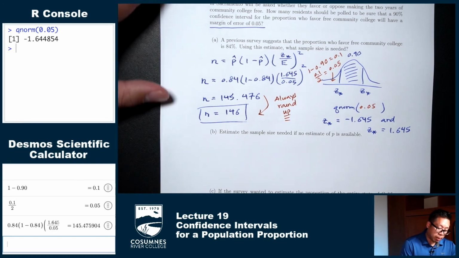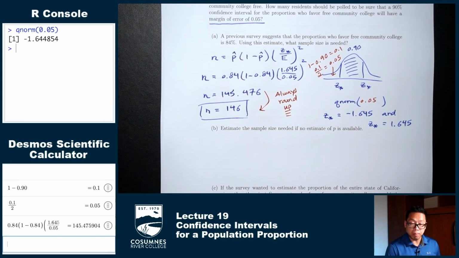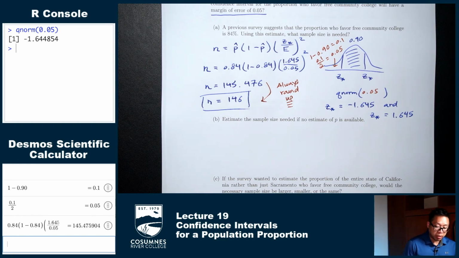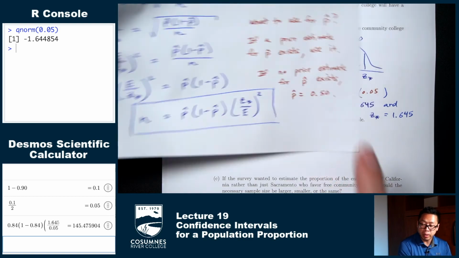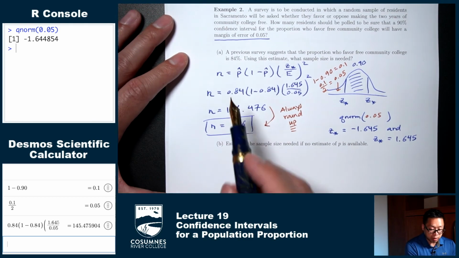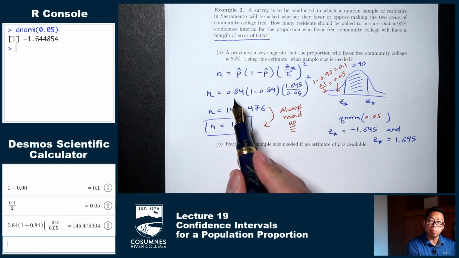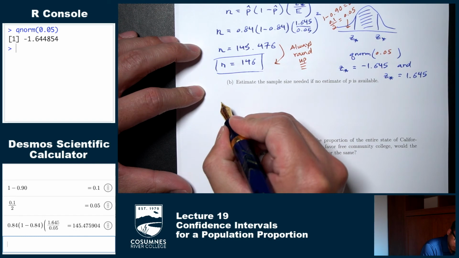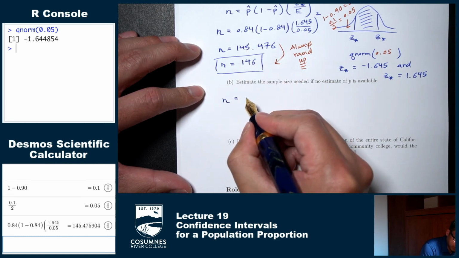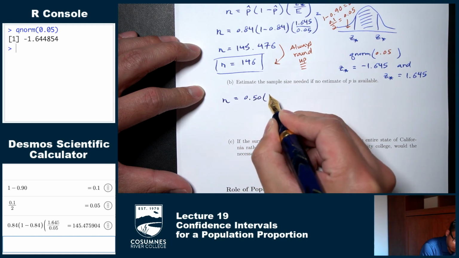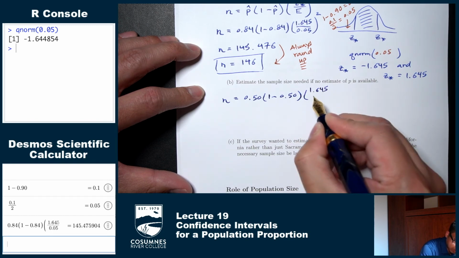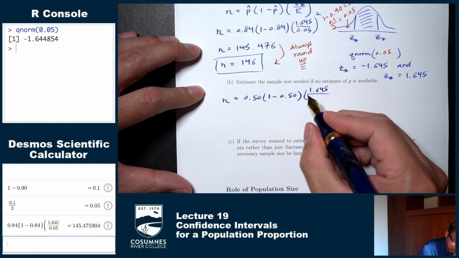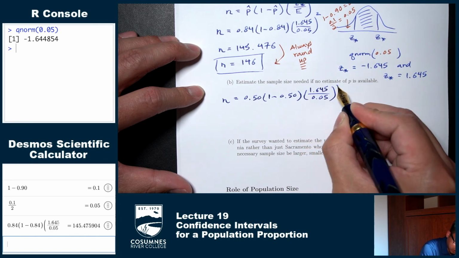Part B. Estimate the sample size needed if no estimate of p is available. Okay, so same situation. This time, we don't have an estimate for the proportion. If no prior estimate for p-hat exists, use a p-hat of 0.50. So same setup. The only thing that's different is instead of 0.84 for the p-hat, we're going to be using 0.50 for the p-hat. So everything else is going to be the same. So instead of 0.84, we're going to do 0.50, 1 minus 0.50. The z star is going to stay the same, so 1.645 over the margin of error, which is the same, 0.05, and don't forget the square.